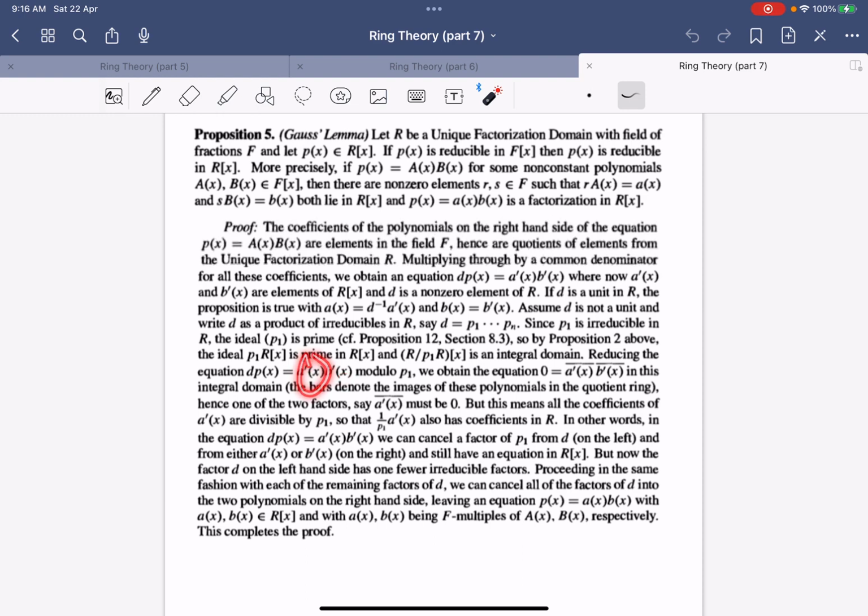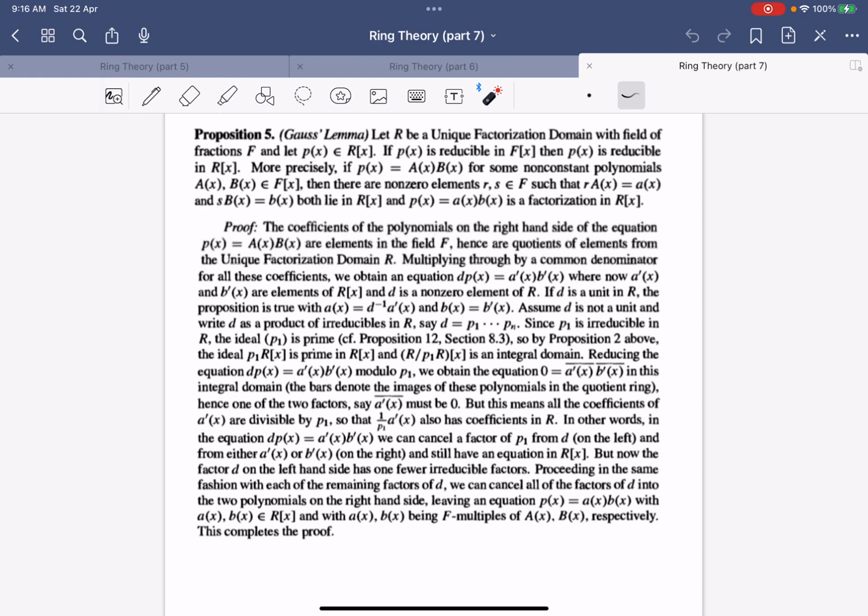So let's say one of these is 0. And this means that all coefficients of a'(x) are divisible by P1. And so these are the coefficients in R. In other words, D times p(x) equals a' times b', and we can cancel the factor of P1 from D. So we cancel the P1 from D, and from either a or b on this side. And we still have an equation in R[x].